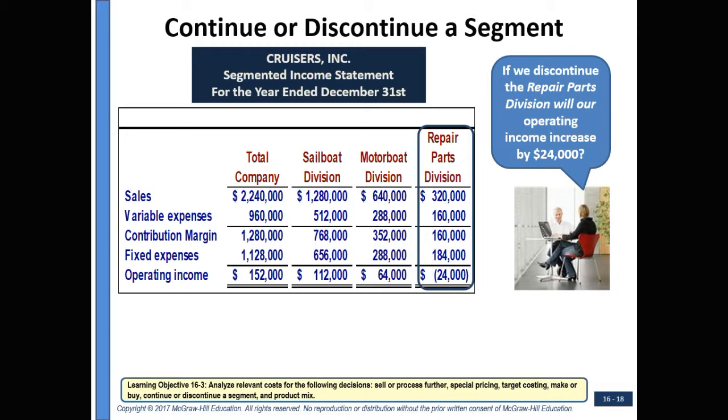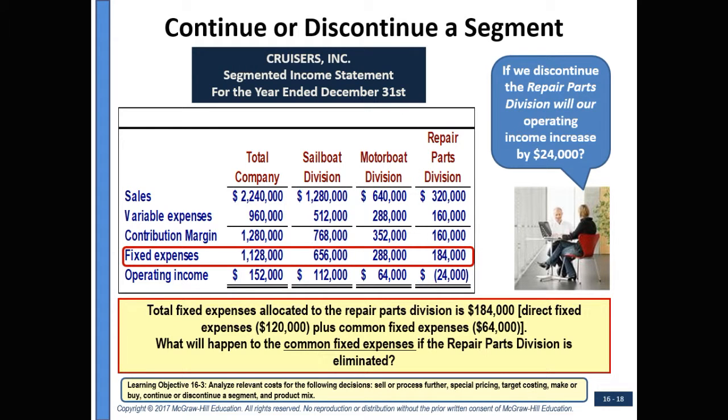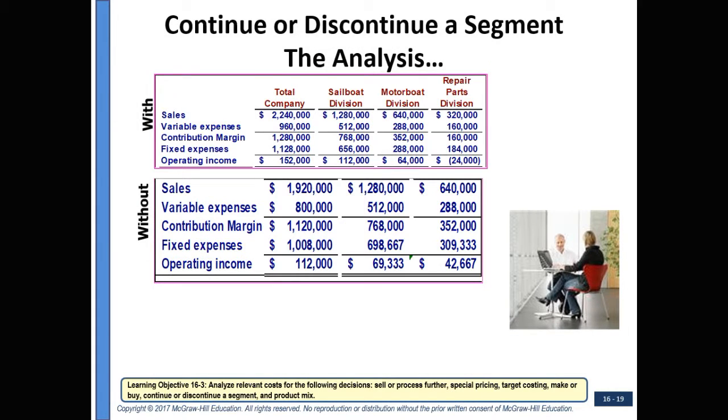What's important to take into consideration is that total fixed costs are allocated to the repair parts division in the amount of $184,000: direct fixed expenses of $120,000, and then common fixed expenses of $64,000. Take a minute and remember what happens to common fixed expenses when the repair parts division is eliminated. Those common expenses will continue to exist and would be reallocated to the sail and motorboat divisions.